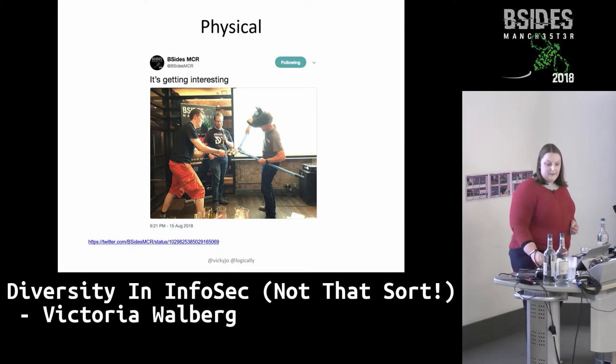There's also been the other side of physical. We're starting to see more things like Rowhammer.